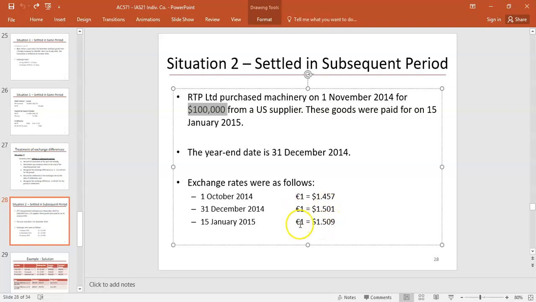The euro is worth more dollars, that means the dollar is weakening. And when you have foreign exchange payables, the weaker the foreign currency, the better it is for you. When you have a foreign exchange receivable, the stronger the currency, the better it is for you. So it works different ways. That's why it's important to understand whether you have a purchase or a sale when you're looking at the question, and they can vary from question to question.